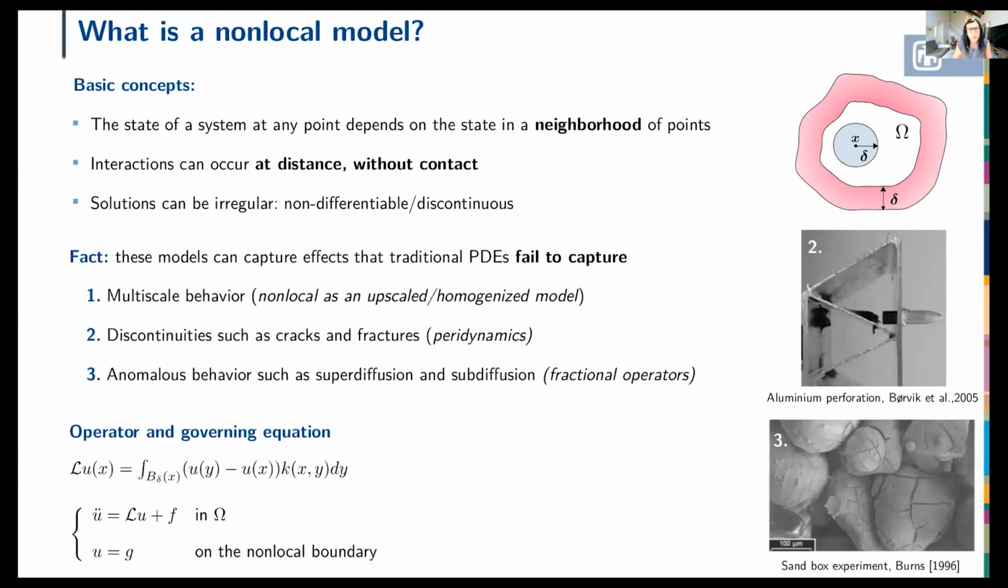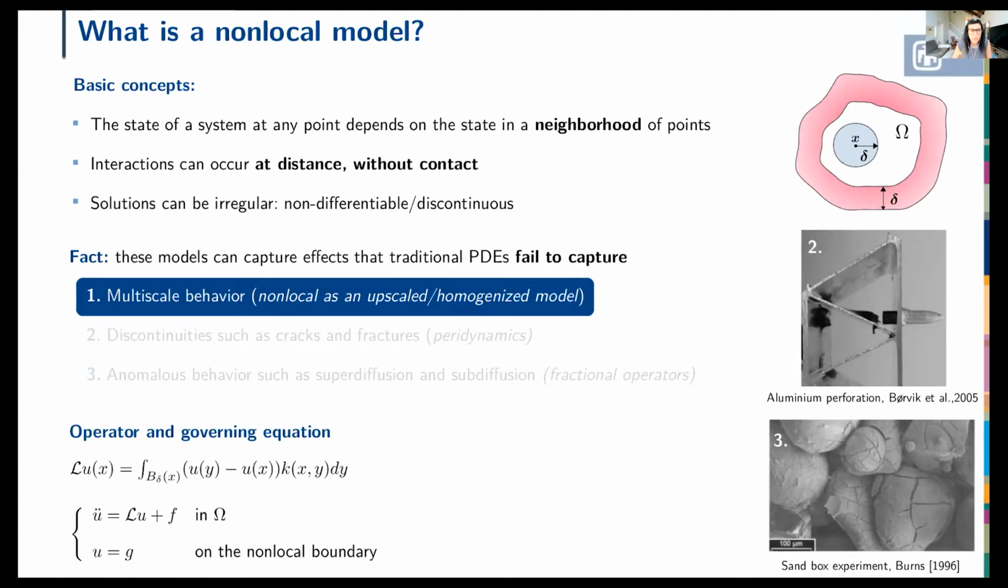The reason why we're interested in these models is because in some circumstances, they can capture effects in a much better way than PDEs. And in particular, what I'm gonna focus on today is their ability to capture multi-scale behavior. So a non-local model acts as an upscale or homogenized model and is able to capture small scale effects at larger scales. So this is what I'm gonna focus on today.